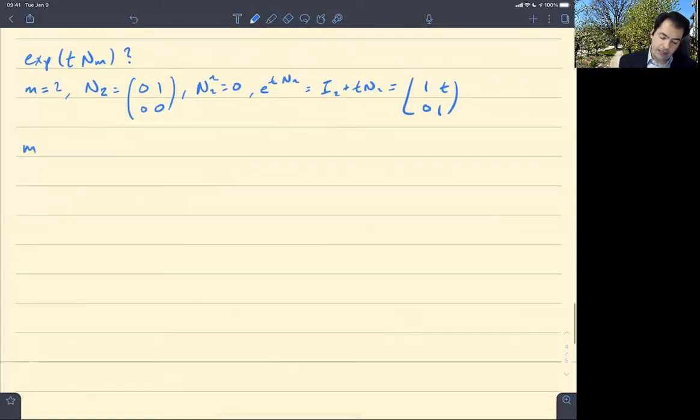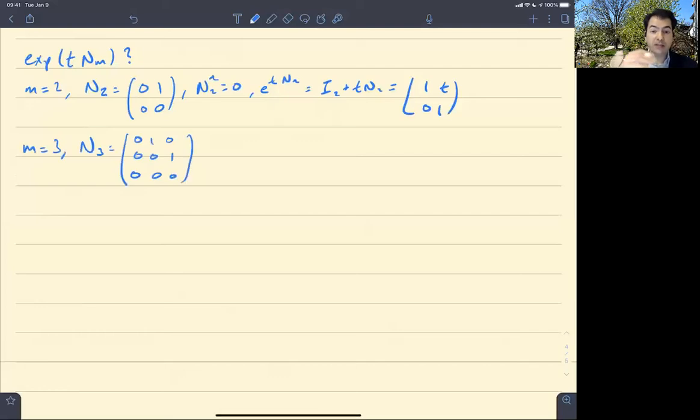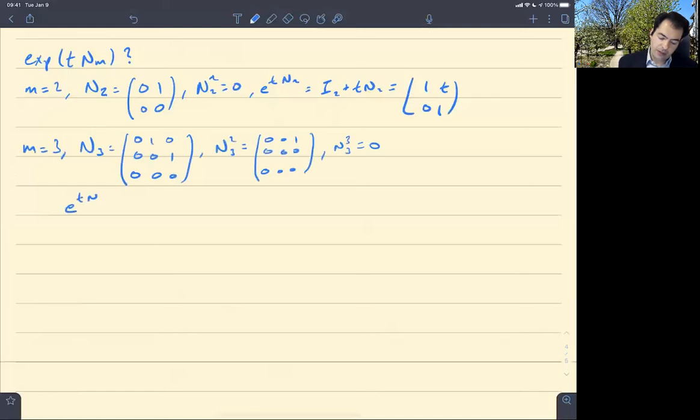Let's look at the case m equal to 3. So N3 is a 3 by 3 matrix, and it looks like this: zeros everywhere except immediately above the diagonal, where you have 1s. In this case, N3 squared is 0, 0, 1, 0, 0, 0, 0, 0, 0, and N3 cubed is the 0 matrix. So again, the exponential is quick to write down because the series will stop very quickly.